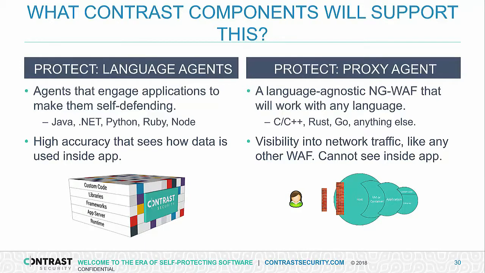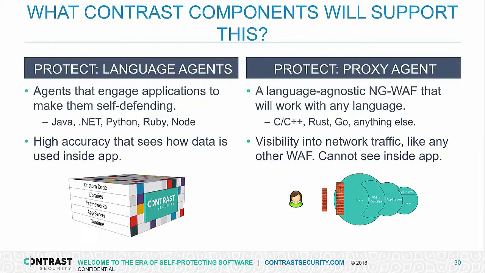So it's effectively a language-agnostic, next-generation or traditional-generation WAF that operates with any other language. So things like C and C++, if you have a web service that's written in those, or something in Rust, maybe Go, or just about any other language, the proxy agent still has the same level of visibility into network traffic, just the same as any other web application firewall.